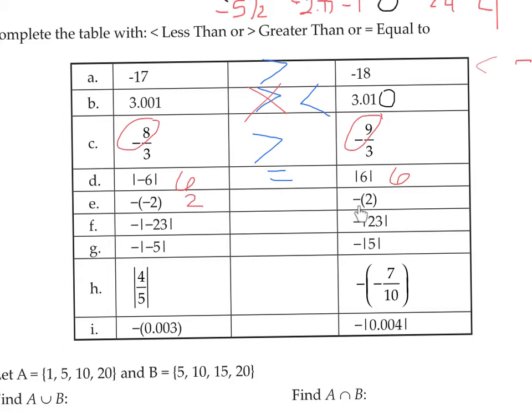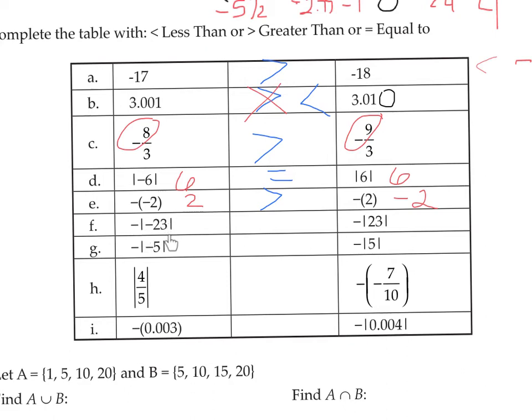Over here, just the opposite of +2, which is -2. So we're comparing +2 to -2. And +2 is larger, so the symbol goes this way. We read it as 2 is greater than -2.